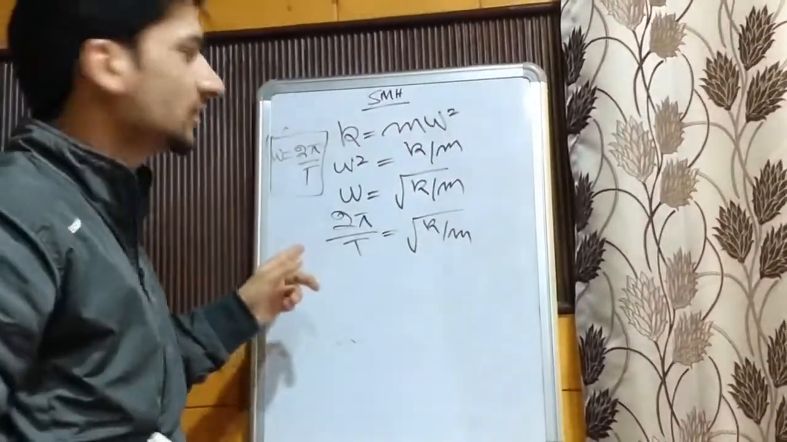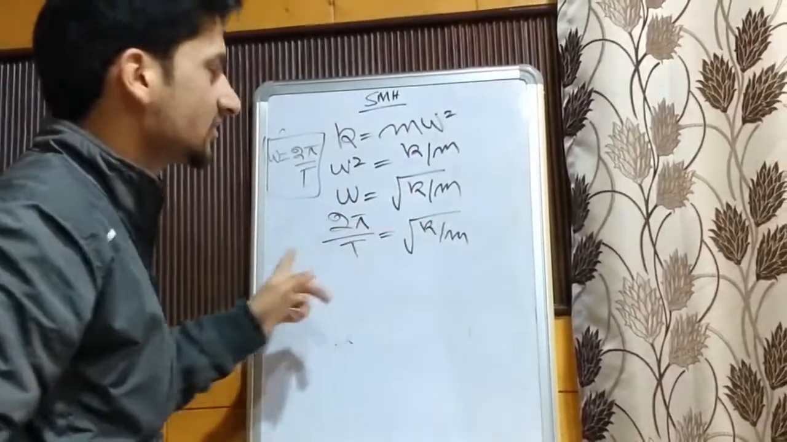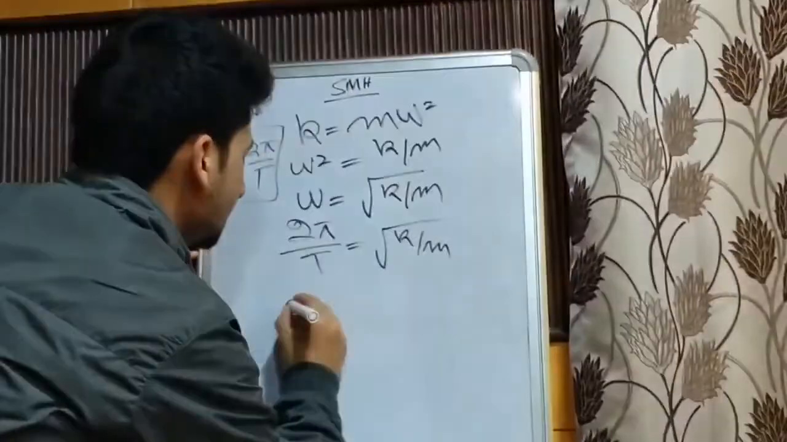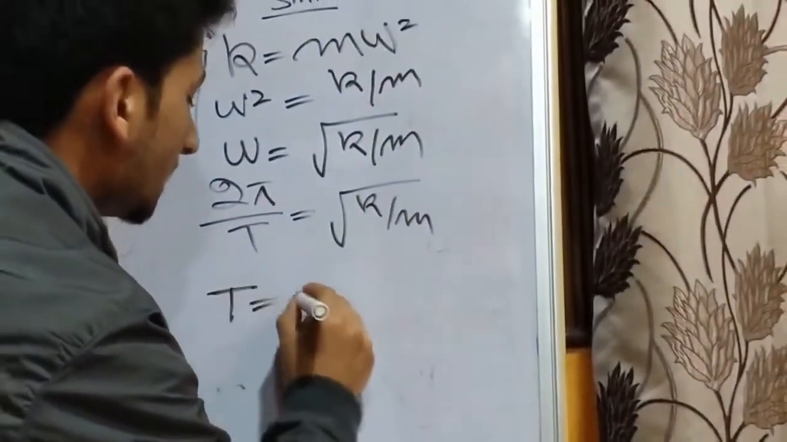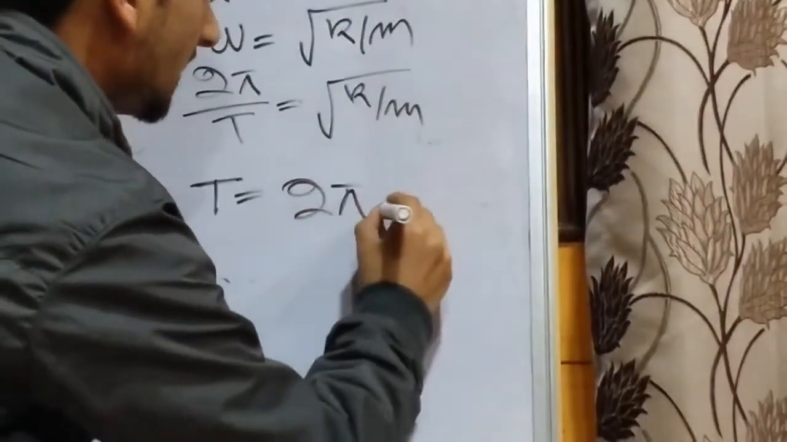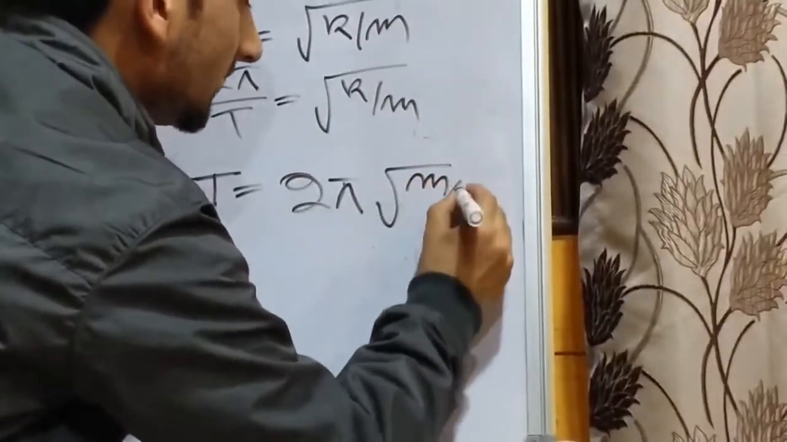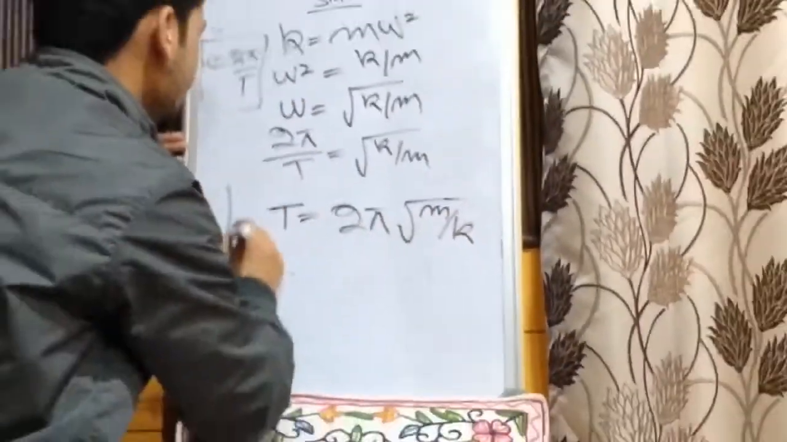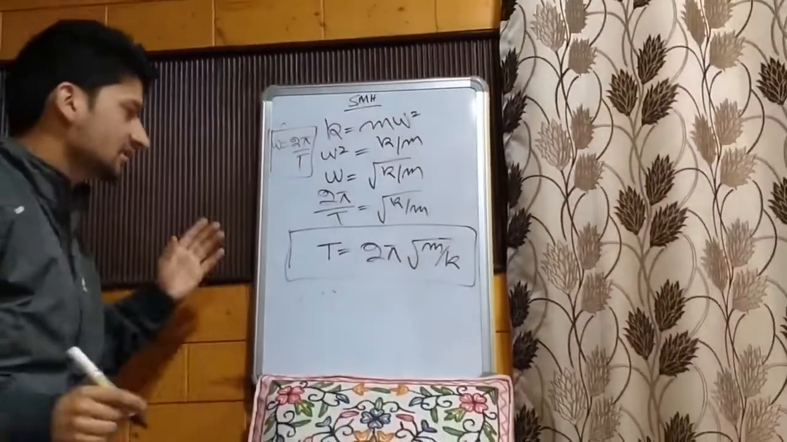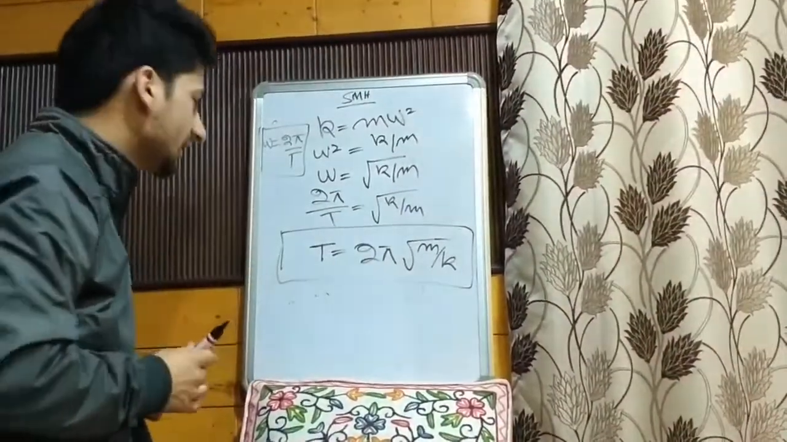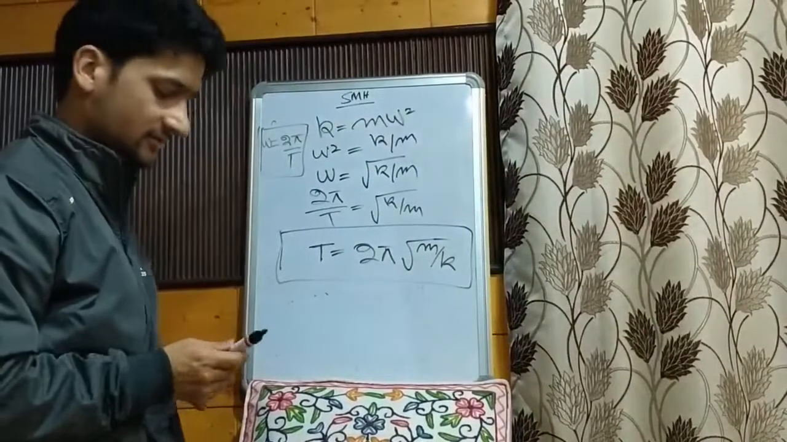By taking the reciprocal on both sides of this equation, we will get this result. T will be equal to 2 pi under root of m divided by k, and this is the equation for the time period of a particle executing simple harmonic motion.